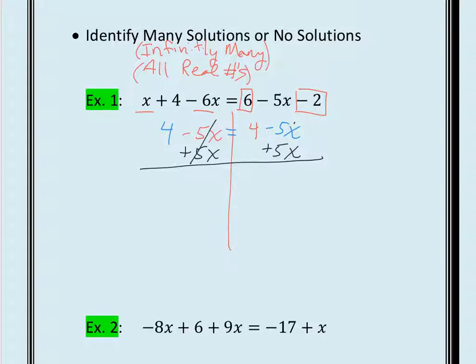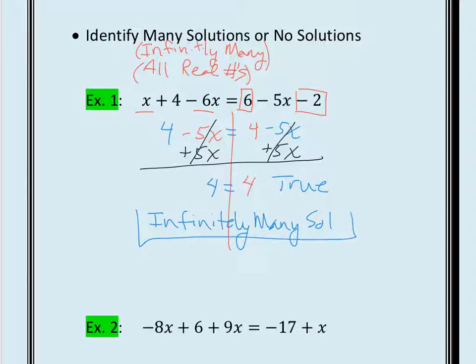And look what happens. On both sides, your variables drop out. You're not left with any variables. Anytime your variables drop out on both sides of the equation, it should be a clue that you have either infinitely many solutions or no solutions. To find out, look at what's left over. You have a 4 on the left and a 4 on the right. Is this a true statement or a false statement? If it is a true statement, so in this case, 4 equals 4 is a true statement, then your answer is infinitely many solutions, or you can say the solution is all real numbers.